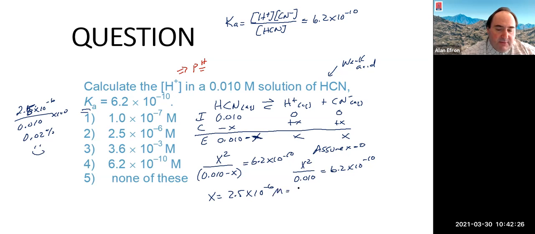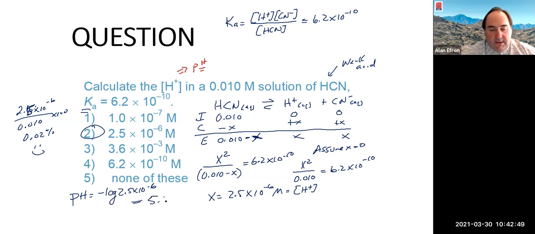That means that this would equal our H plus concentration coming through here. We can now calculate our pH, which would be minus the log of 2.5 times 10 to the minus 6. Looks like a 5.60, which is still acidic. Any questions on any of those steps here?